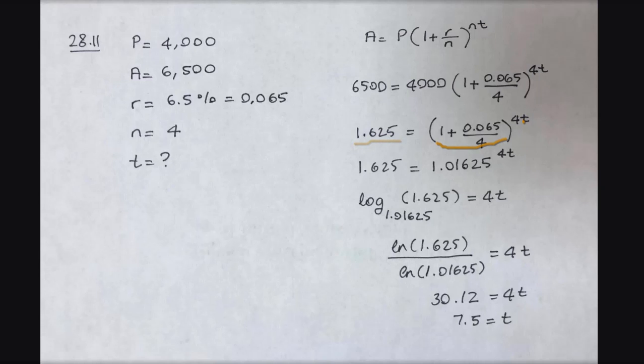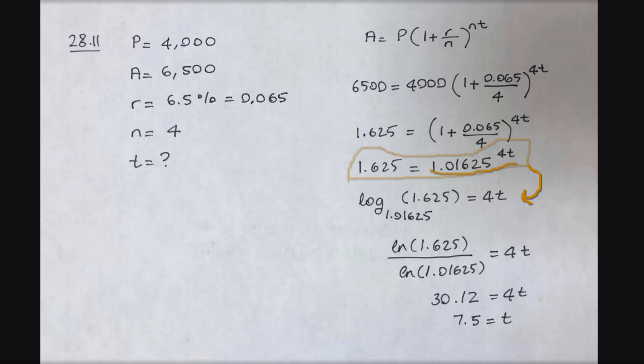And next, we can just simplify this expression inside. So when you plug it into the calculator, 1 plus, evaluate this expression, you get 1.01625 as the base. So this base raised to the power 4t equals 1.625. So now we have simplified our exponential equation. So the exponential expression is isolated so that we can change to the logarithmic form.